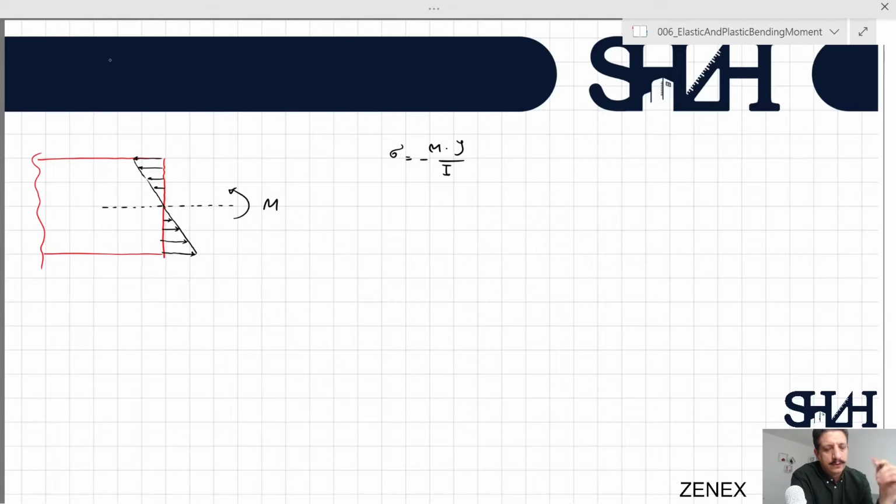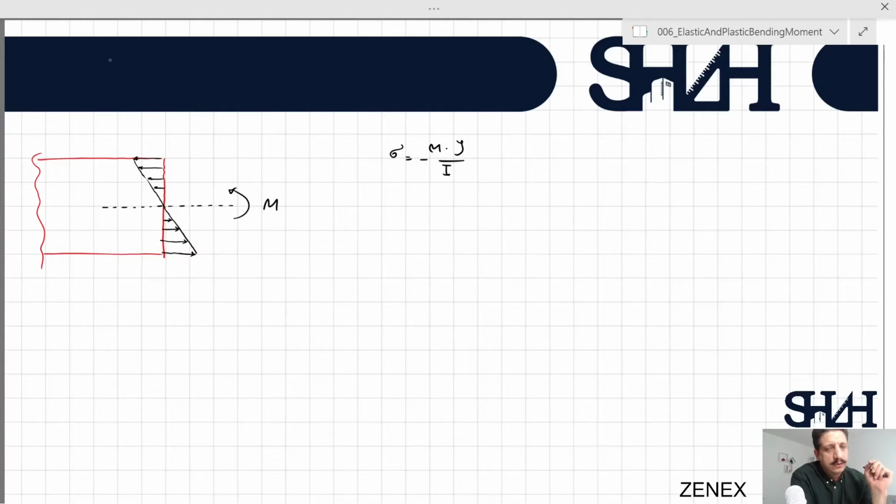In video number 5, we also solved for the value of P at which the first element becomes plastic. If you remember, the value of P was 191. It meant that before 191, all the rods are in the elastic phase. Here also, if the bending moment is less than a certain value, then the whole section is in the elastic phase.